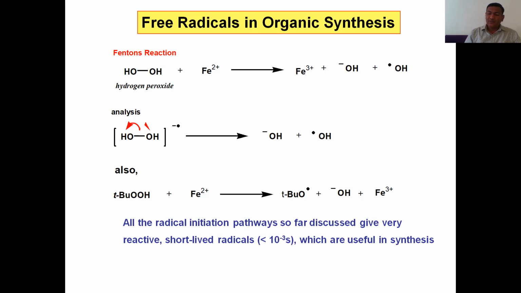Okay, and what type of radical will you generate? Tertiary butyl oxide radical, right? So this is another method to generate free radicals. All the radical initiation pathways discussed so far give very reactive, short-lived radicals, which are useful in organic synthesis.